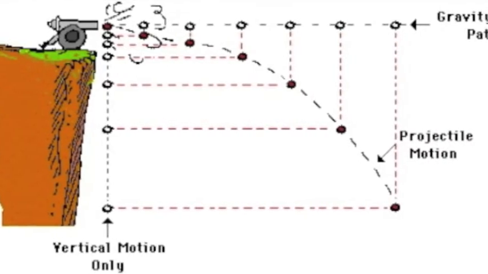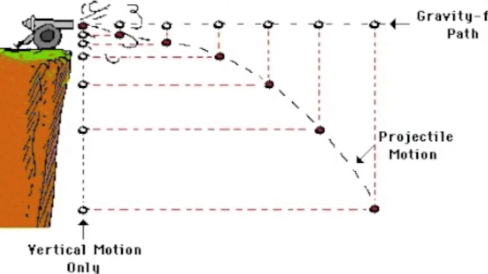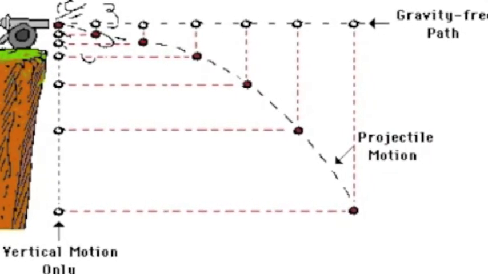Today we're going to talk about 2D motion. 2D motion, or more specifically projectile motion, is when an object has both vertical and horizontal components. An example of this would be throwing a football, hitting a baseball, or even jumping off a cliff.